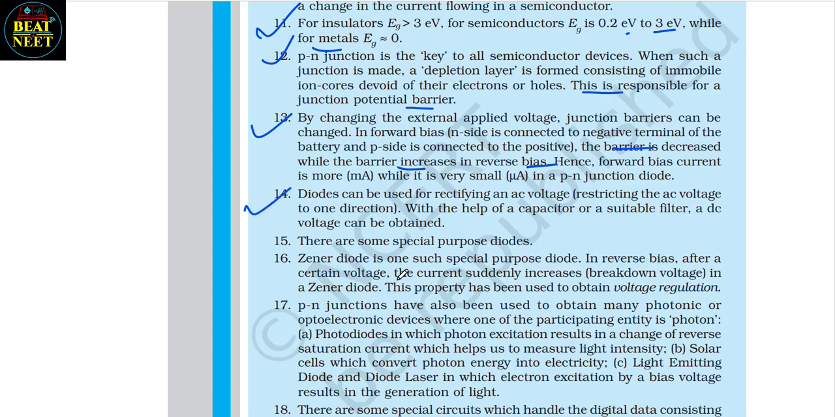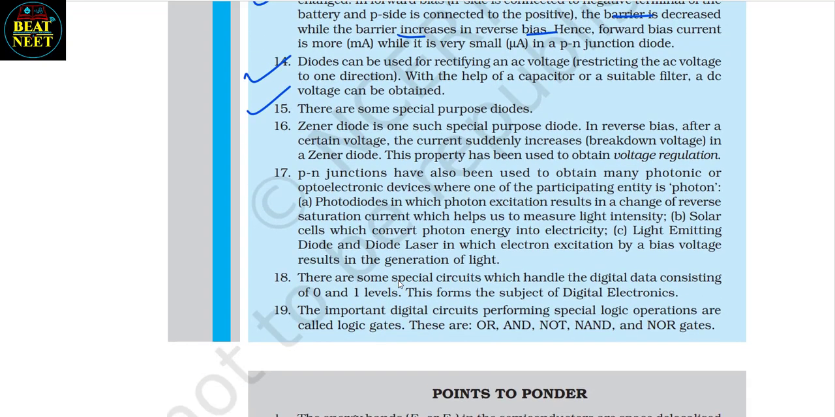Number 14, diodes can be used for rectifying an AC voltage. With the help of a capacitor or a suitable filter, a DC voltage can be obtained. Number 15, there are some special purpose diodes. Number 16, Zener diode is one such special purpose diode. In reverse bias, after a certain voltage, the current suddenly increases, that is the breakdown voltage in a Zener diode. This property has been used to obtain voltage regulation.